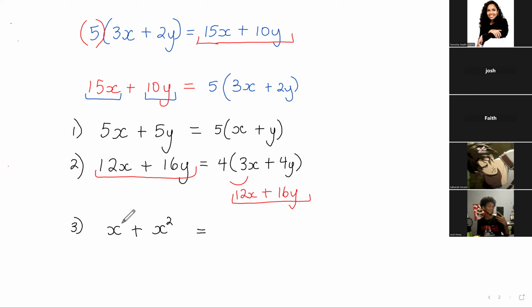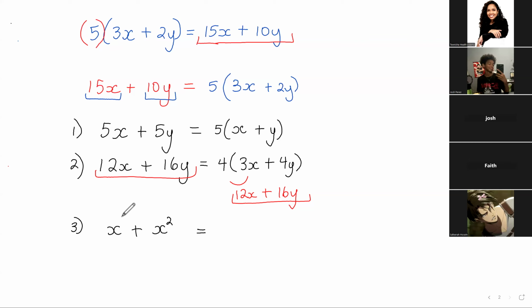But what about x? Do you think x could go into both x and x squared? Yeah. It can, right? So the common factor between x and x squared is actually x. So let's factorize this. So you'll say x could go into x. How many times can x be divided by itself? 1. Once, right? So x could go into x one time.